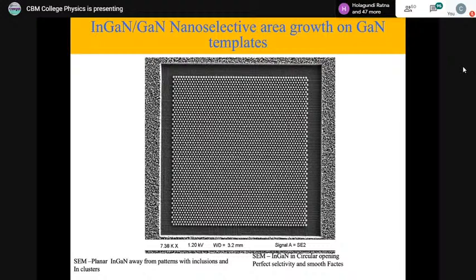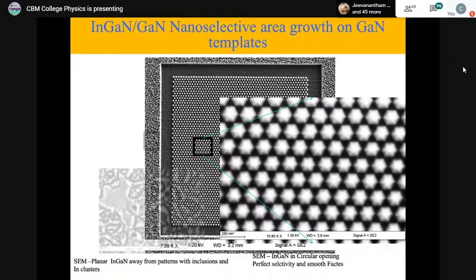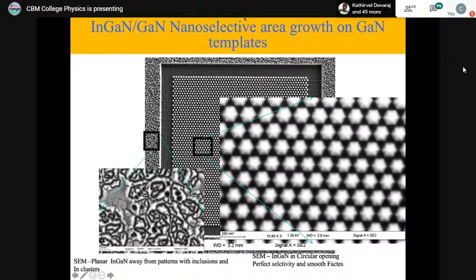So to compare, I have zoomed in a small area. I'm showing you highly oriented indium gallium nitride crystals without any defects. You cannot visibly see any defects. But when you compare to the planar region, which is from the edge of this sample, you can see that there are a lot of defects.